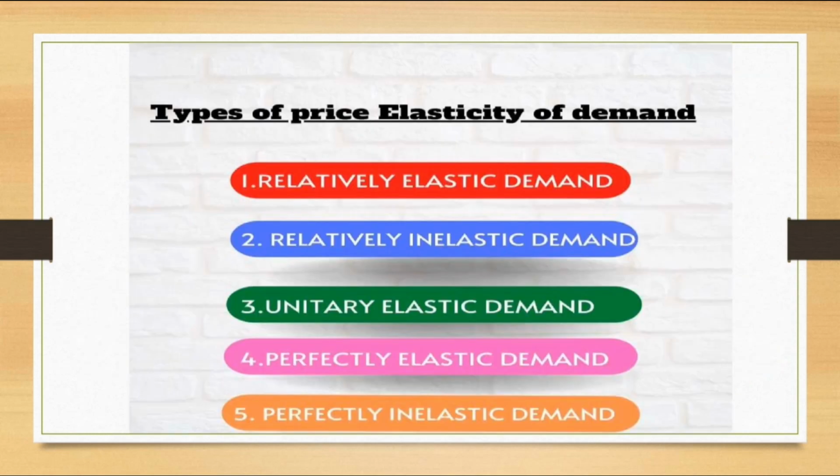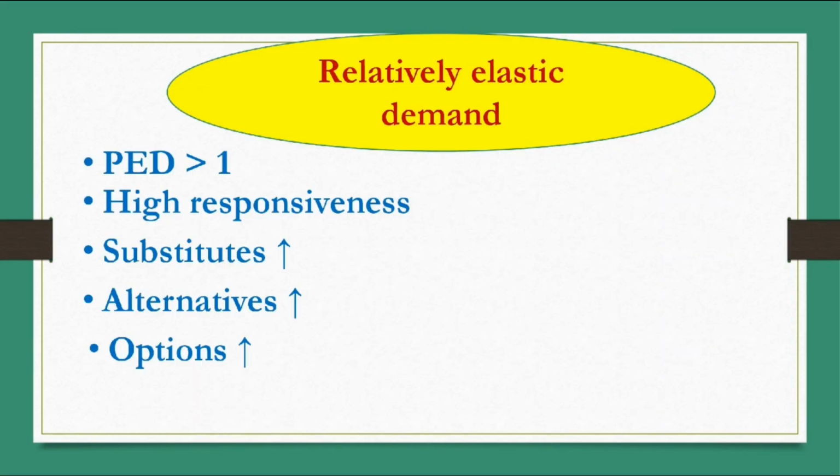There are 5 types of price elasticity of demand: relatively elastic demand, relatively inelastic demand, unitary elastic demand, perfectly elastic demand, and perfectly inelastic demand. First, we will be learning about relatively elastic demand.